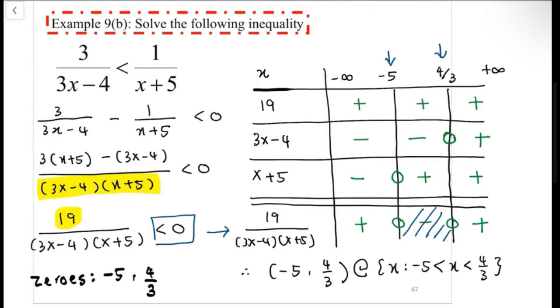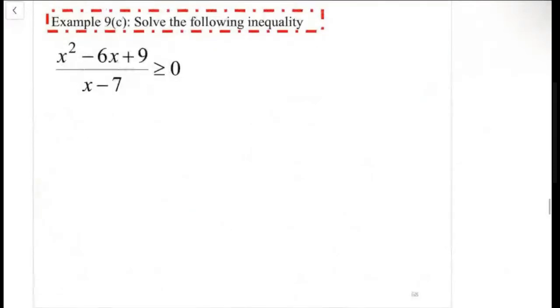Okay. Alright, I'll continue with the next part. So example 9c, we have x squared minus 6x plus 9 divided by x minus 7, at least 0. Okay, so ikut guideline sama macam tadi. First step, right hand side kosong. Okay, dah cantik 0. Second part, make sure single fraction. Betul, kita dah ada satu je pecahan. And then must have linear factors. So since this one is still in quadratic, kita kena factorize this up.